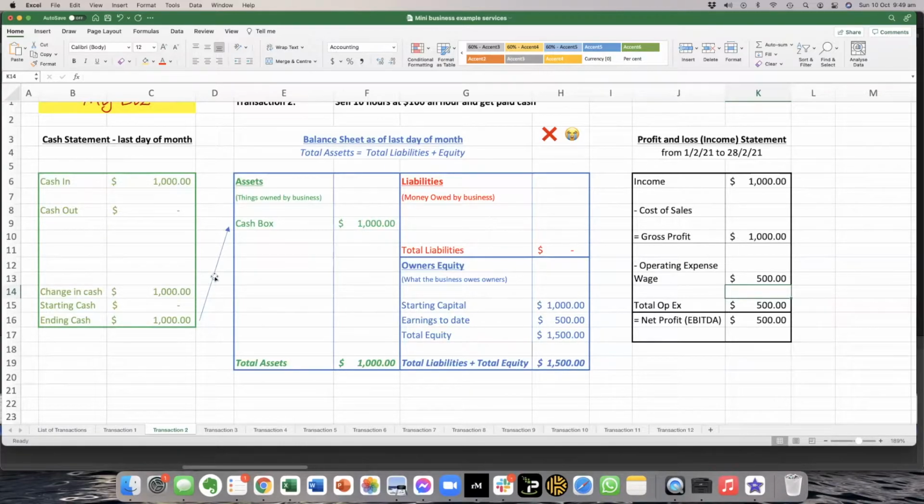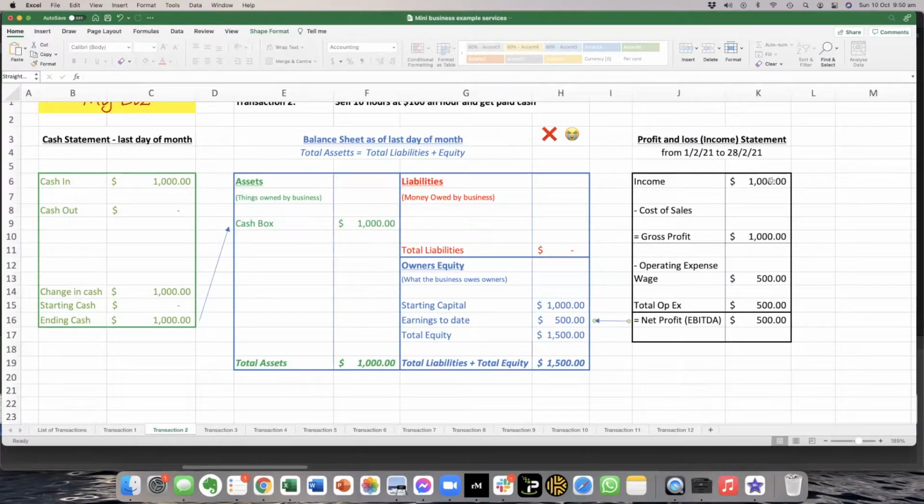So I'm just going to copy this arrow here and pop it over here so you can see what happens and see this connection. So our net profit is shown on our balance sheet at a place called earnings to date. So it's part of the equity section. So this is how your P&L connects to your balance sheet. Now, because of that, it's out of whack.